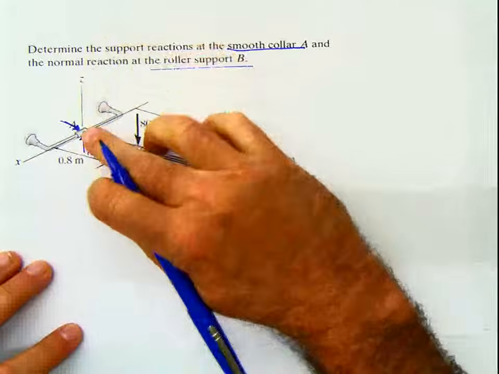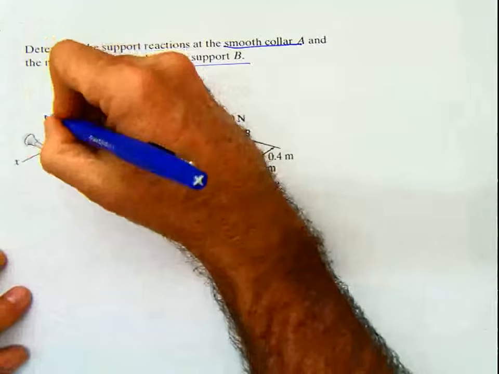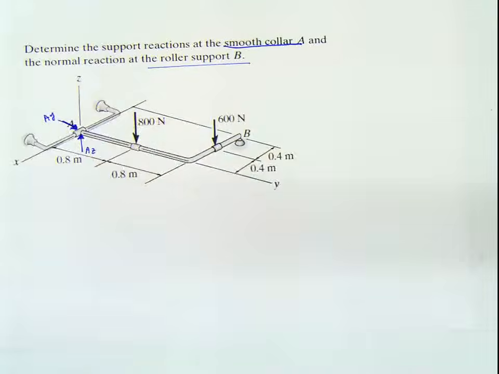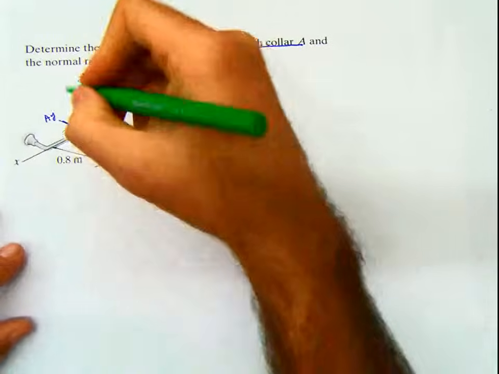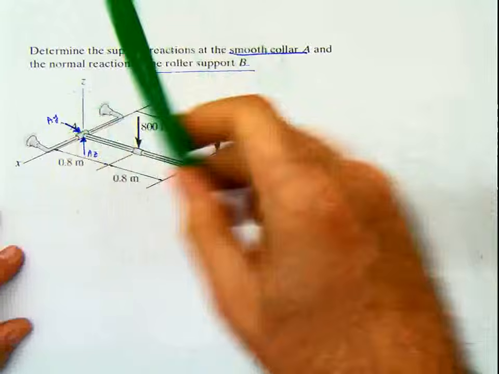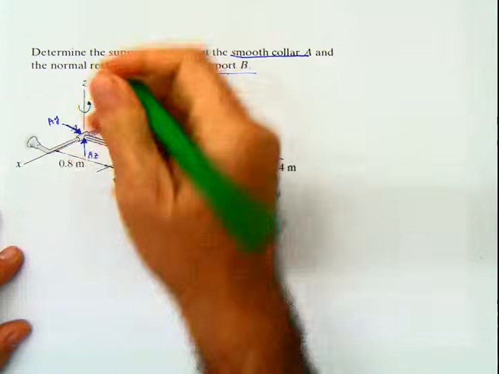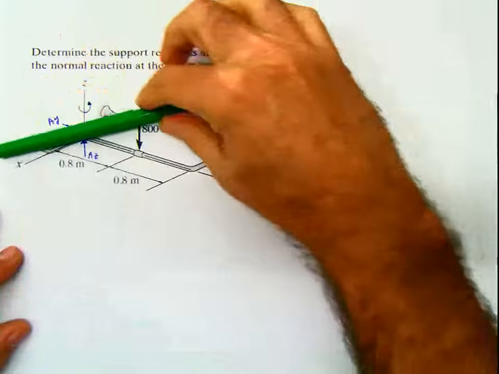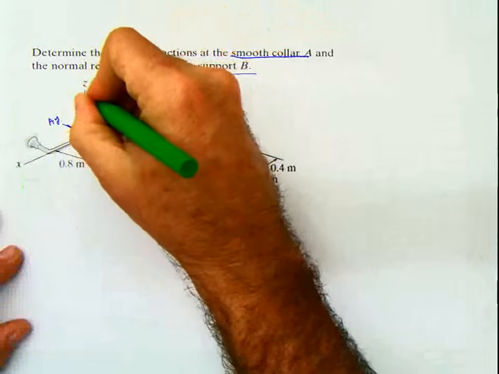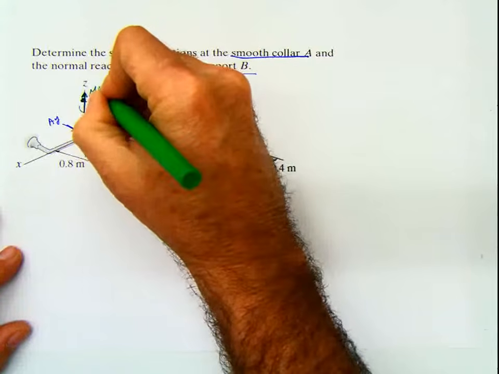Because it's obvious here, you see, this is here, and this is stopping it from going there. So this is going to be AY. What about moments? Well, I'm going to put the moments in this color so it looks different. As I said, about X, because this is smooth, it's not producing any moment. About Z, yes, it is producing a moment about Z, because this is not going to rotate in this direction. And I'm going to put the double arrow here also to represent the moment. I'm going to call that moment A.